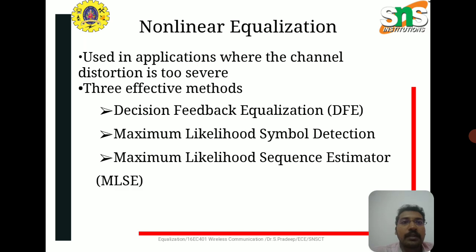Nonlinear equalization. It is used in applications where the channel distortion is too severe. The nonlinear equalization is classified into decision feedback equalization, maximum likelihood symbol detection, and maximum likelihood sequence estimator.